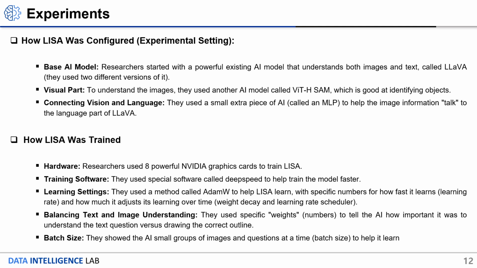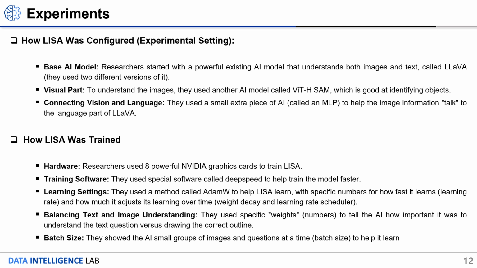In the visual part, to understand the images, they use another AI model called ViT-H SAM, which is good at identifying objects. And for the connection between vision and language, they use a small extra piece of AI called an MLP to help the image information talk to the language part of LLaVA.